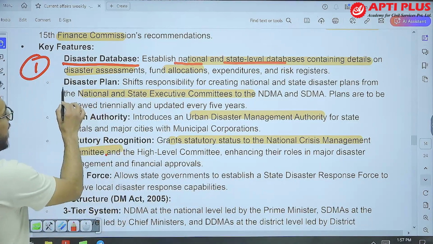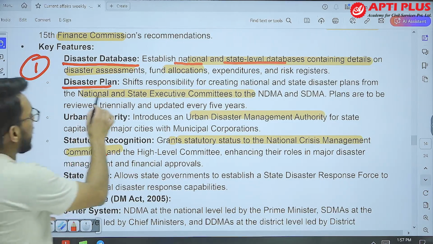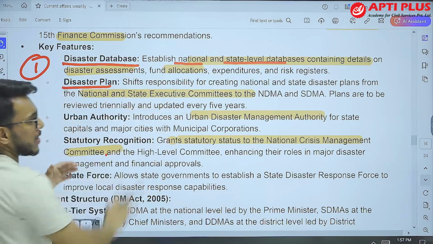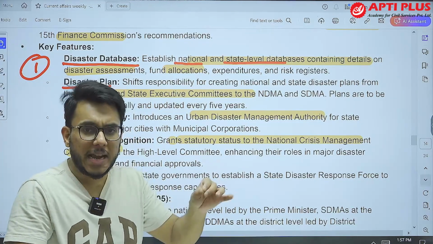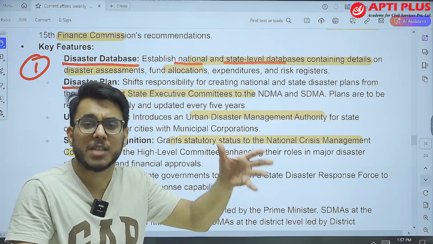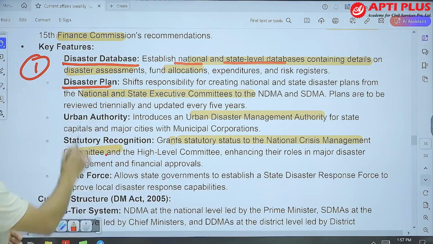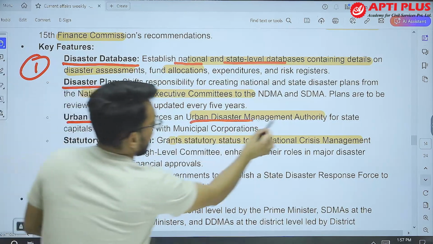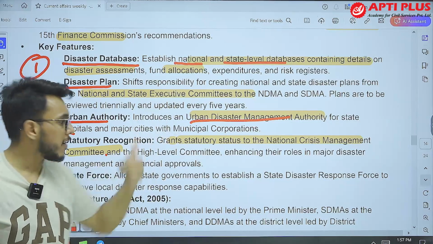Then there will be the disaster plans. There will be disaster plans at the national, state, and then city level, and they will be reviewed regularly. Okay, urban disaster management authority for the state capitals and major cities, that we have already discussed.